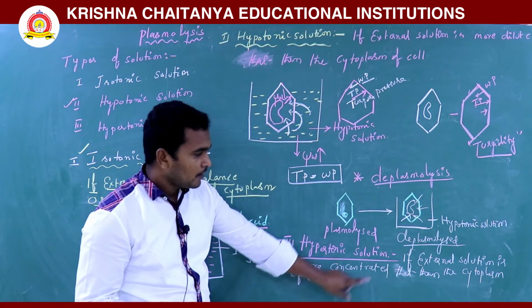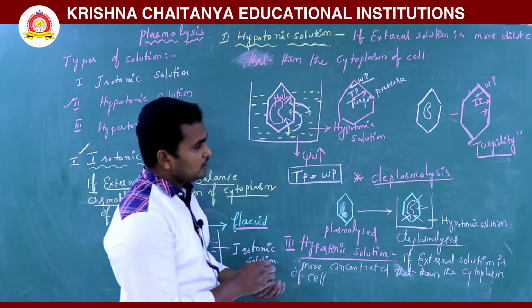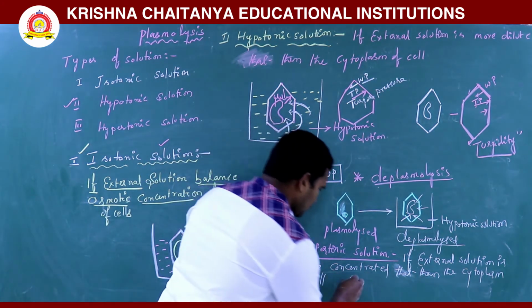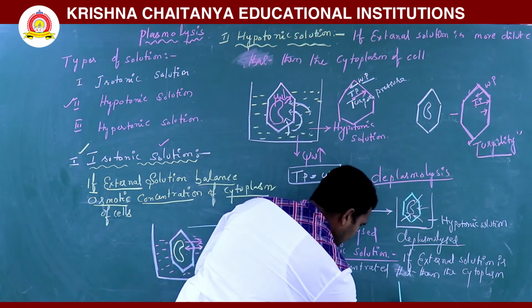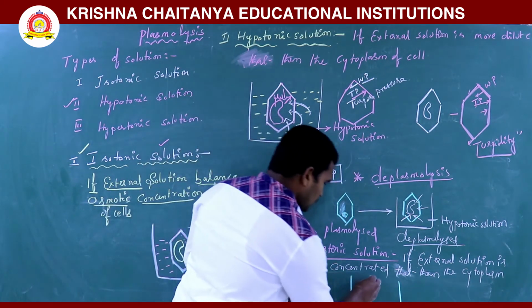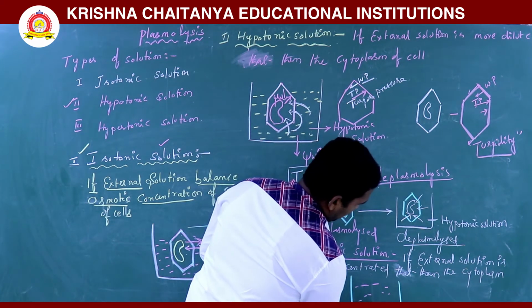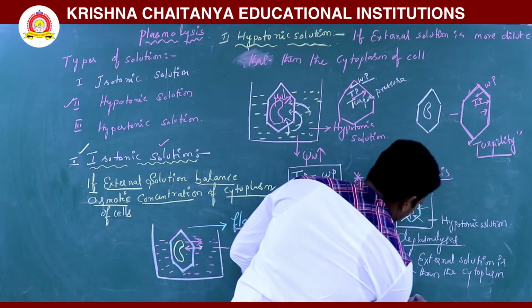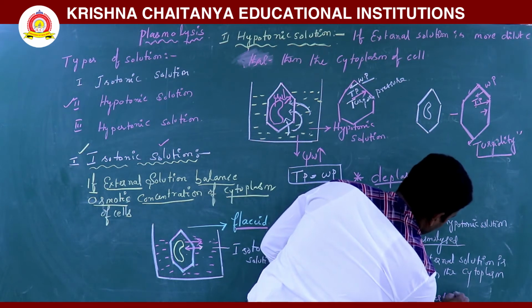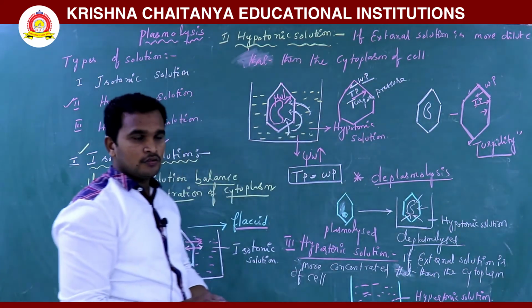More water is there, but the external solution has a very low water percentage. See here, that is what we are observing. So if you take one beaker with a solution in it, that solution is called a hypertonic solution. That is nothing but a hypertonic solution.